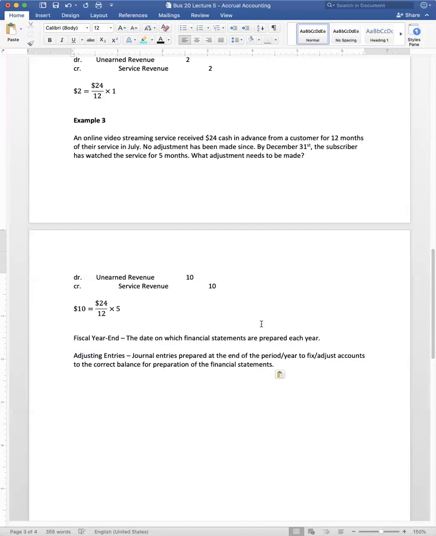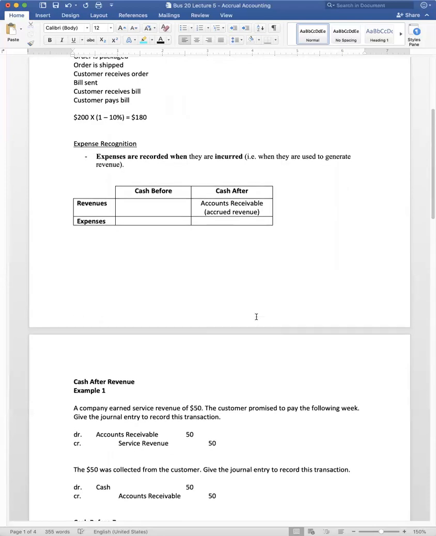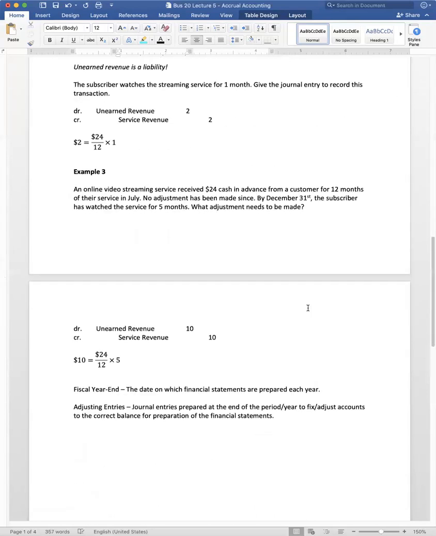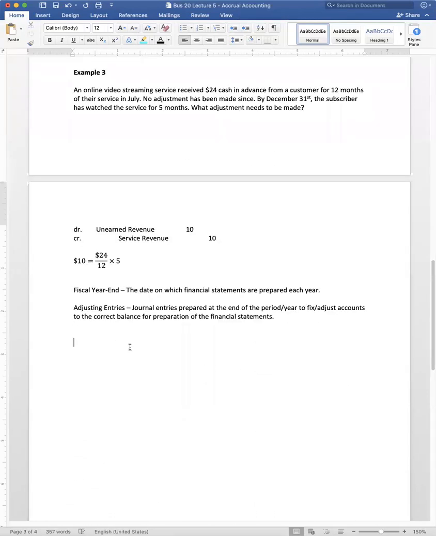Okay, so let's go back to my little table here. We've talked about what happens when we receive cash before there are revenues. And the answer is we have unearned revenues. Okay, let's move on to the next example, the next box. Let's talk about what happens if we have cash before expenses.